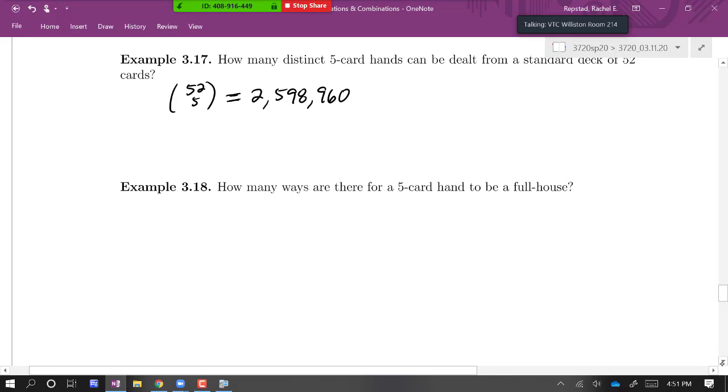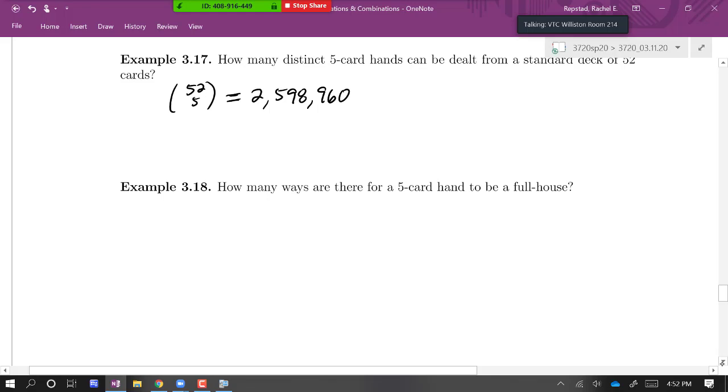Okay, now let's do another one. How many ways are there for a 5-card hand to be a full house? So these were just the total number of hands, where maybe there's nothing special about them. Maybe it's a crappy hand. Maybe it's a great hand. I don't know. Those are all the possibilities. Let's figure out how many ways there are to get a full house.